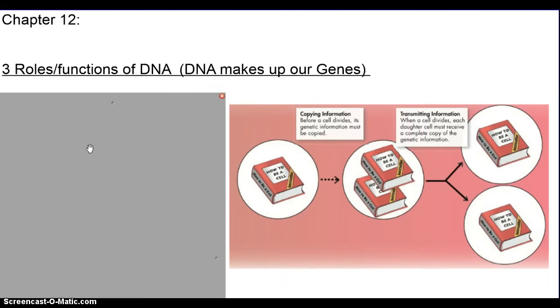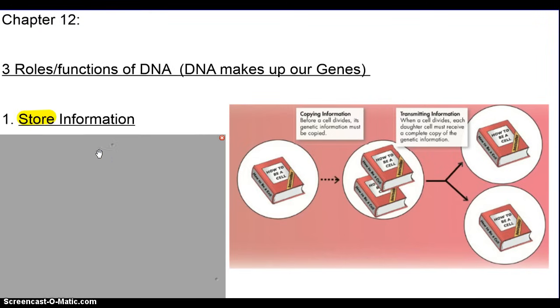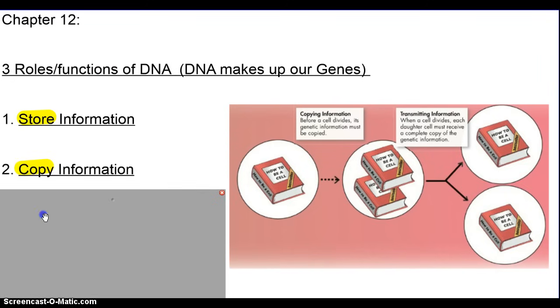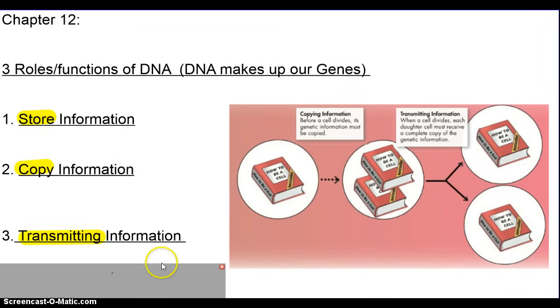So now we know everything about DNA. We know the steps and the discoveries and the important people that discovered what it's made out of, that it's the thing that passes on our genes, and how it is formed, what it's shaped like. So we know that there are three roles or functions of DNA: to store information, to copy information, and to transmit that information. So DNA stores all the information of how to be a cell, pretty much, how to function. And then that stuff is copied, and then it is transmitted. So it is copied and then passed on to the new cells from cell division.